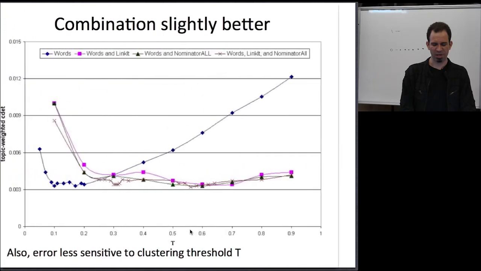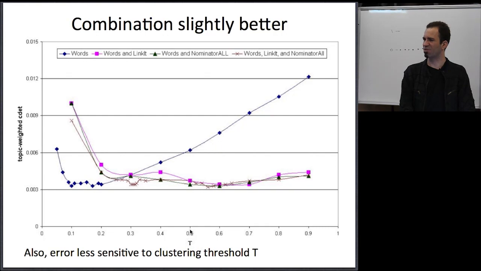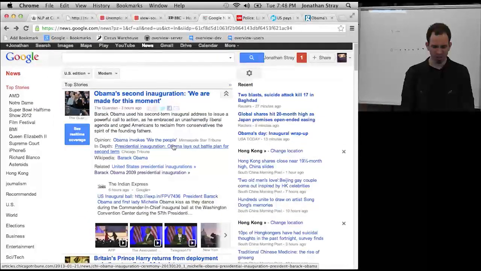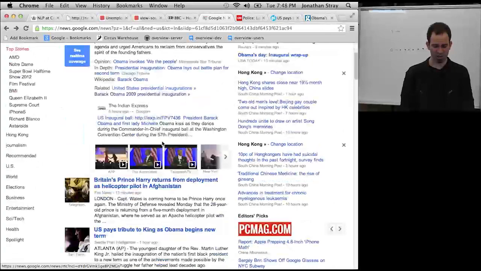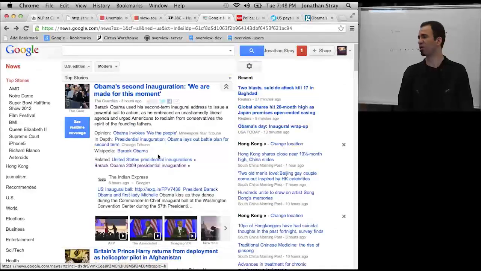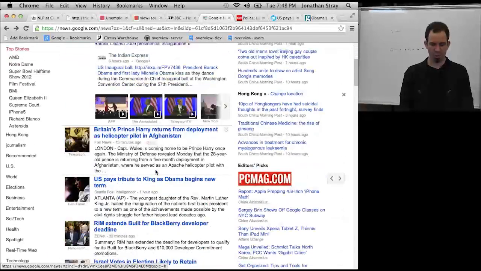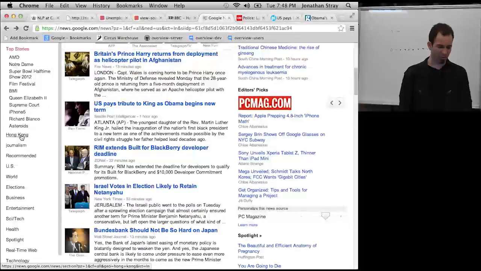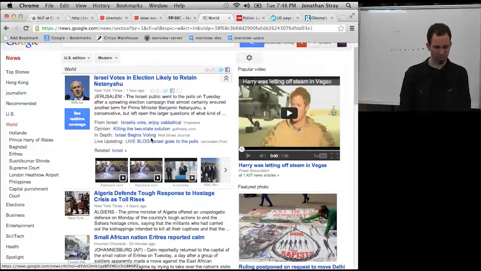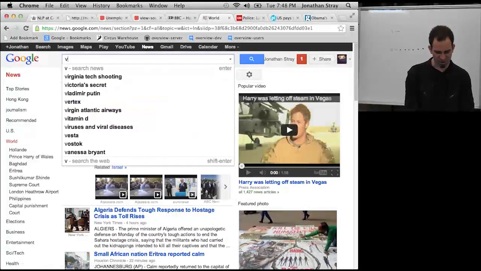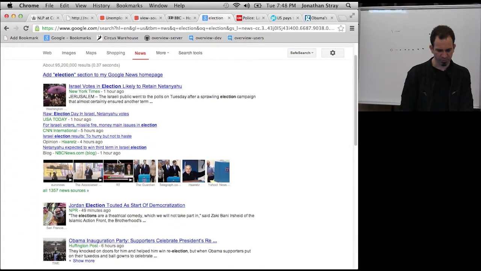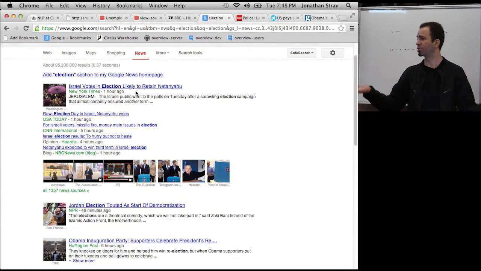I think maybe what I needed was a demonstration of what it looks like when it works and doesn't work. Basically, if you get this wrong, then under the headline about a second inauguration, you have the story "Bundesbank should not be so hard on Japan" appearing in here because the computer found that they were similar. But that's a little unrealistic because they're actually really different. But maybe if I take votes in the election, so let's just try election. There's got to be a dozen elections happening in the world at any one point. Oh, here you go, Jordan election and Israel election. They're both having elections, right?